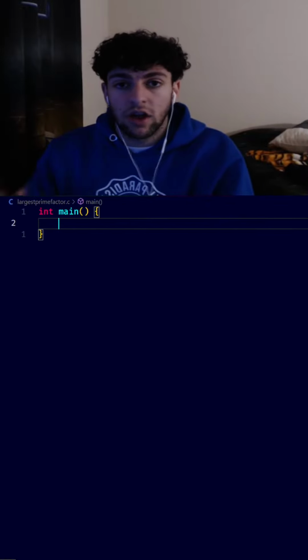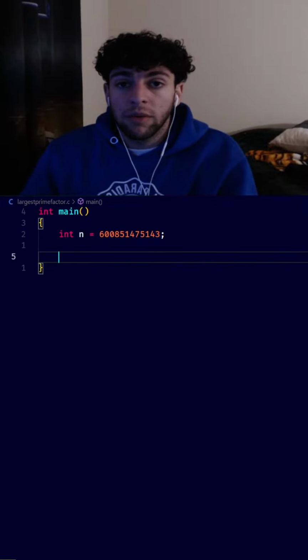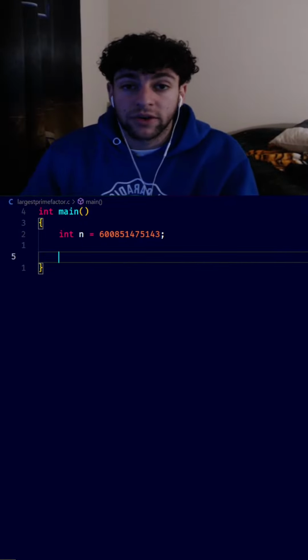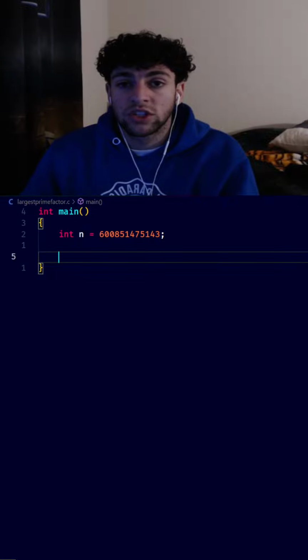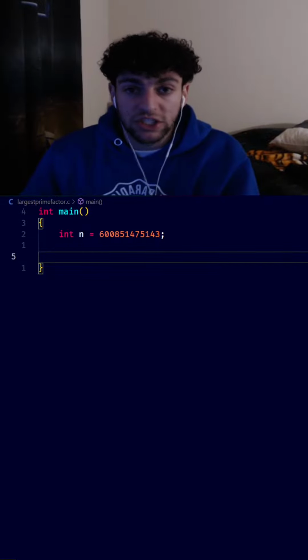First thing I'm going to need is a main method. Next thing I'm going to need is a long variable to store our very large number. So in order to solve this problem, we're going to have to use the prime factorization algorithm that everyone was taught in school. And if you don't remember it, please ChatGPT it.